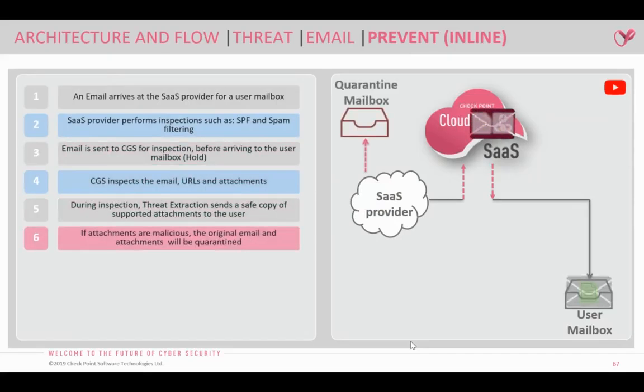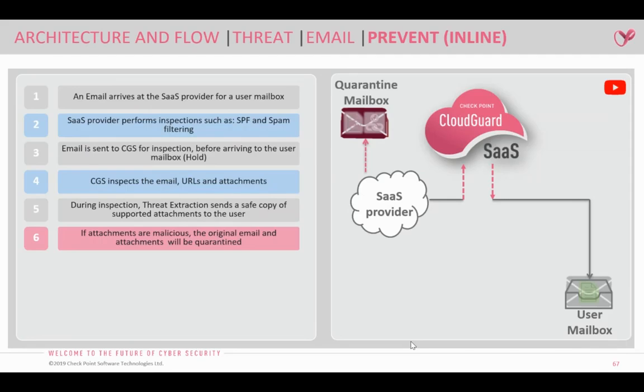So this is the architecture and flow of CloudGuard SaaS. The email arrives at the SaaS provider for a user mailbox. The SaaS provider performs inspections such as SPF and spam filtering. Then the email is sent to CGS, which is our CloudGuard SaaS, for inspection before arriving at the user mailbox. So it will be on hold and sent to CloudGuard SaaS, and CloudGuard SaaS inspects the mail's URLs and attachments. Then, during inspection, threat extraction sends a safe copy of a supported attachment to the user.